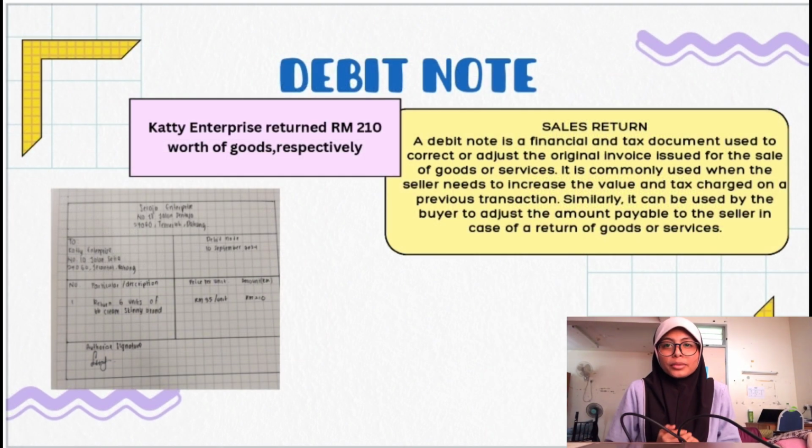Okay, the second document is debit note. So, what is a debit note? Debit note is a financial and tax document used to correct or adjust the original invoice issued for the sale of goods or services. It is commonly used when the seller needs to increase the value and tax charge on a previous transaction. Similarly, it can be used by the buyer to adjust the amount payable to the seller in case of returned goods or services.